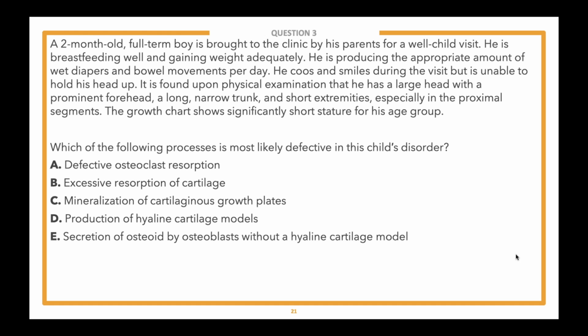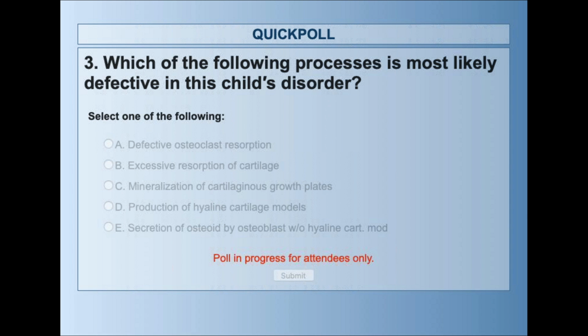So we're going to go ahead and open up that poll. Go ahead and select the answer choice that you think is the best answer, and we will talk about it in just a few seconds.